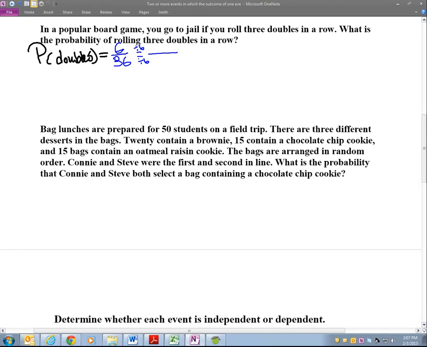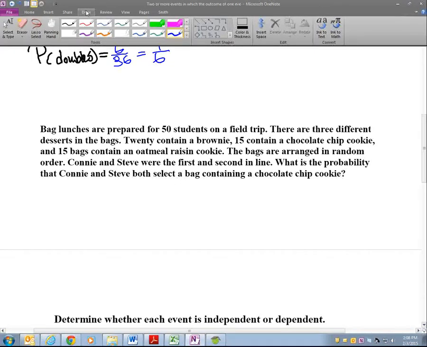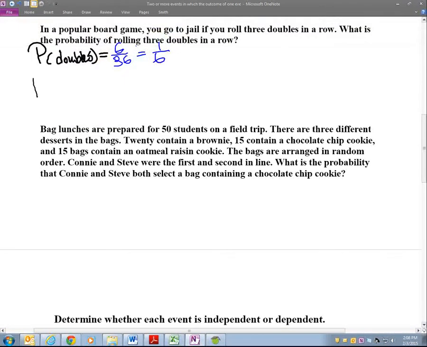Six. 1/6, which equals 1/6. Then we have the probability of doing doubles again, right? Isn't that what we're trying to do? Doubles 2. I'm going to put a 2 there, just saying that that's the second time we're rolling.